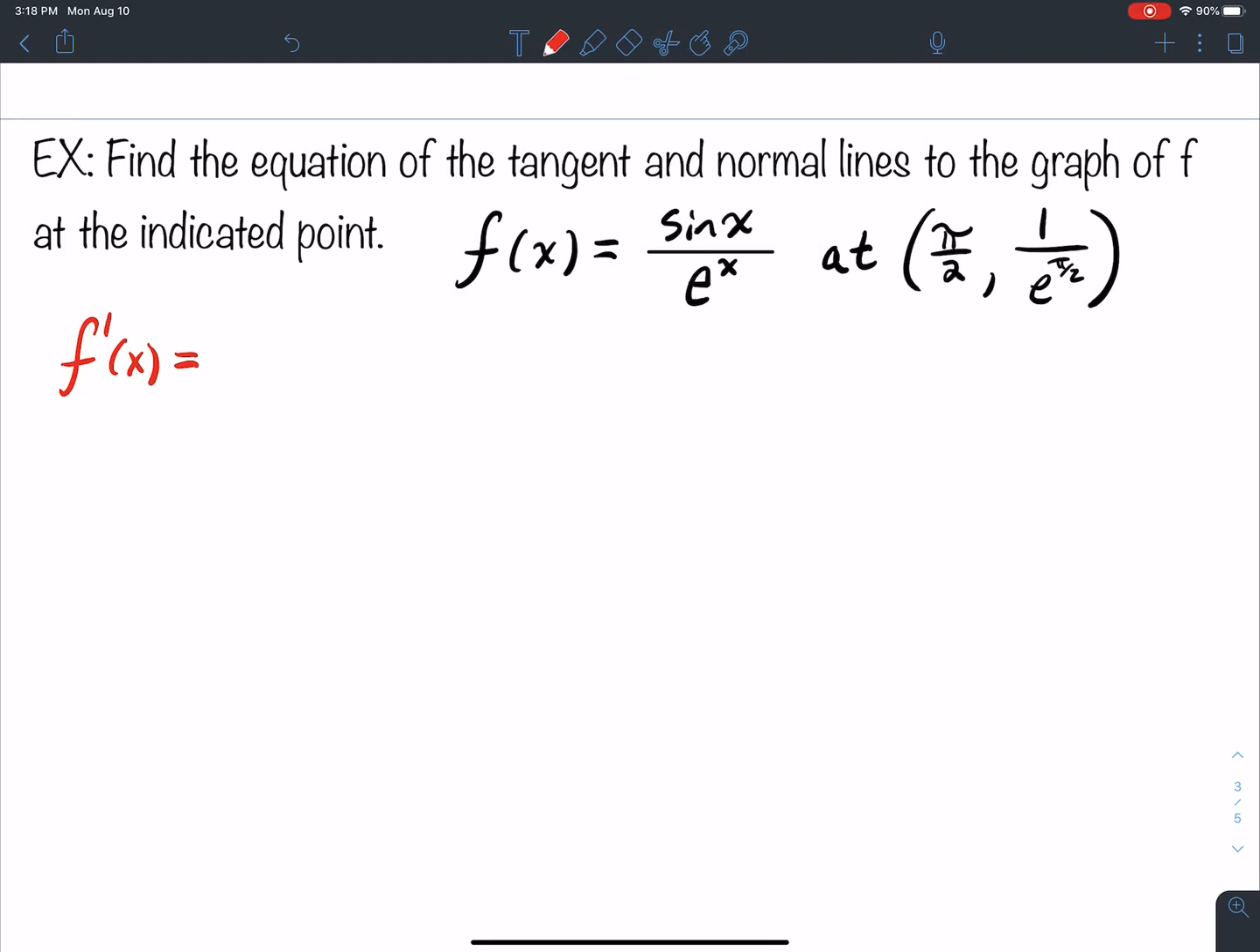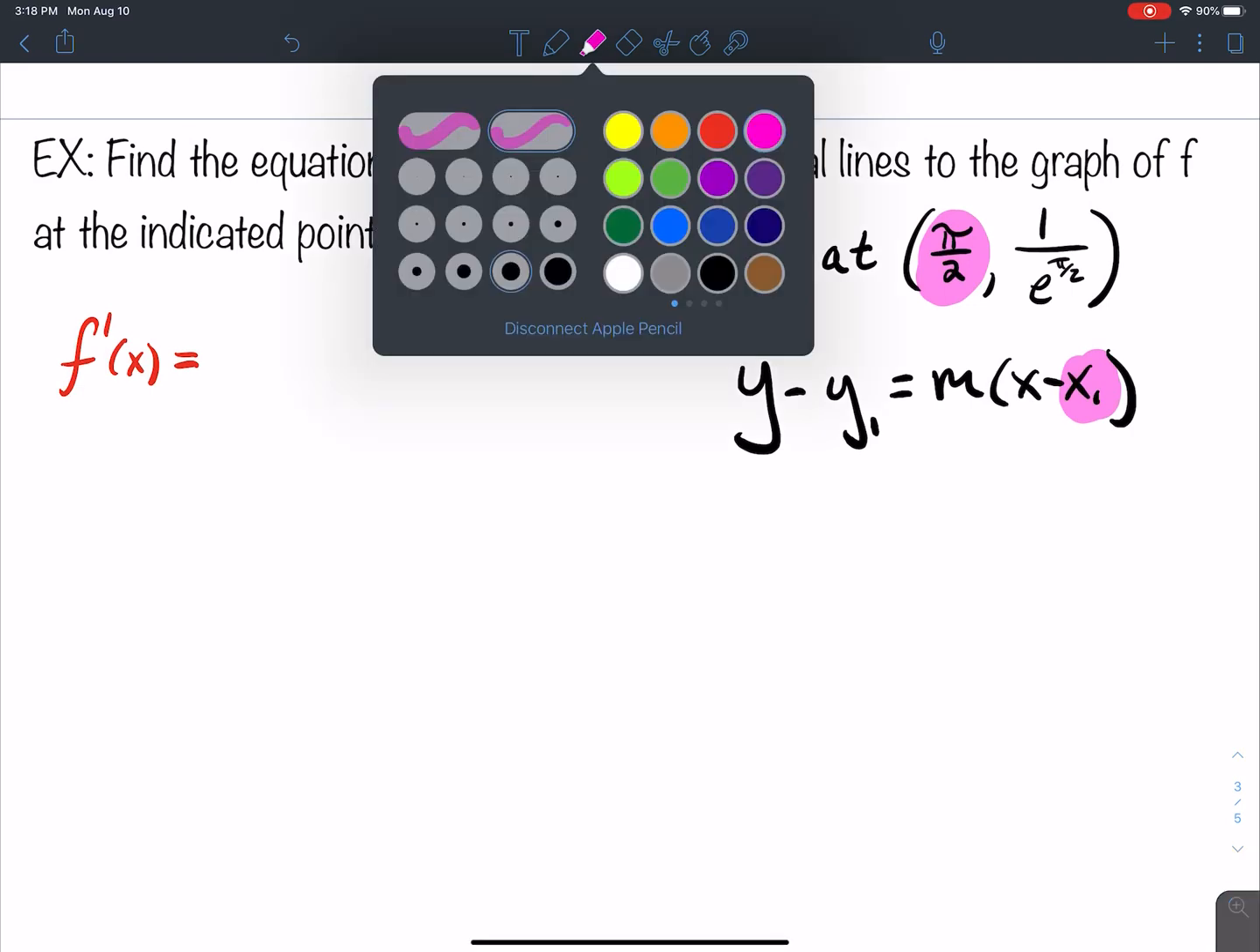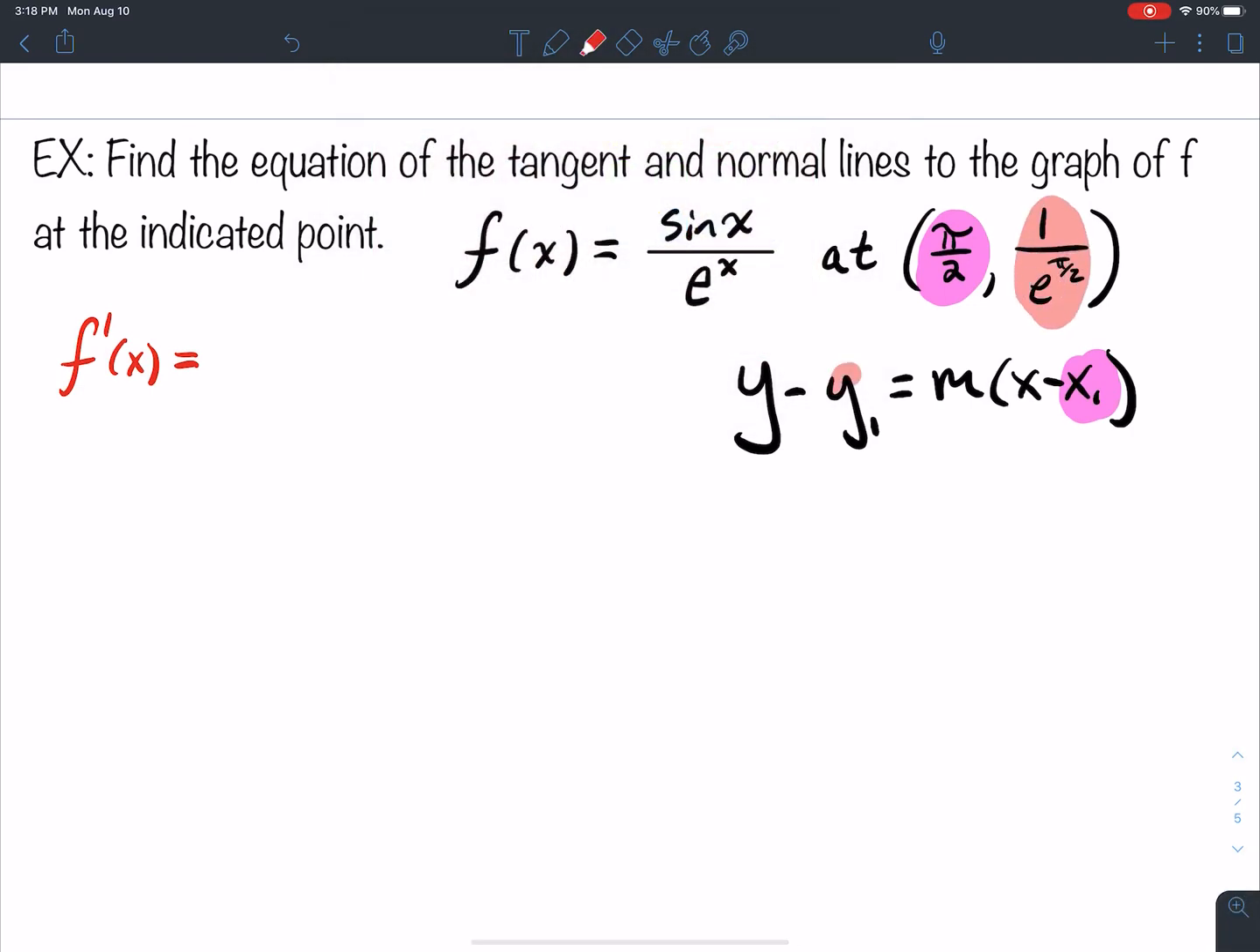So in order to find an equation of a line, we need to think about the point slope form of a line. So y minus y1 equals m times x minus x1. Now, why do we focus on the derivative? Because the derivative tells us what the slope is at that particular point. Okay, so if I plug in pi over 2 into my x, I'll get that slope at that point, and then I just plug in for x1 the pi over 2, and I plug in for y1 this 1 over square root of e to the pi. Okay?